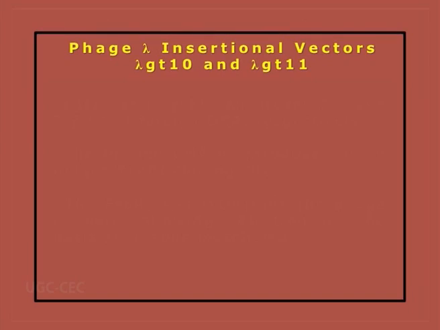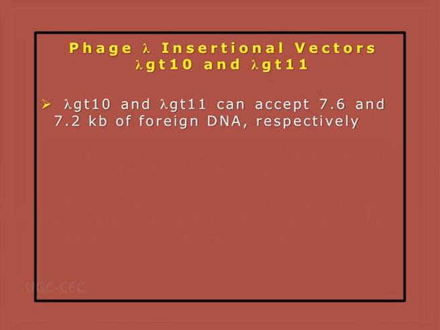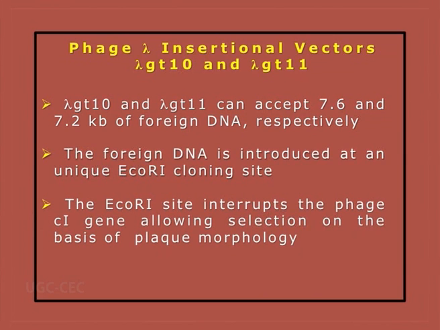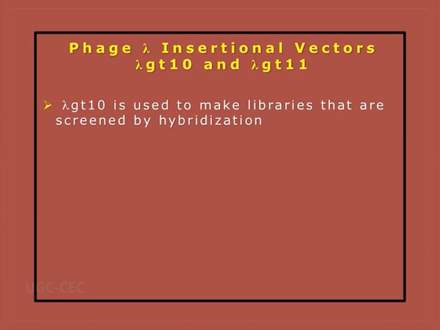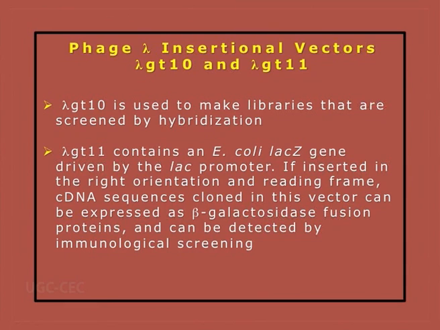Next, the most important lambda insertion vectors that are used are lambda gt10 and lambda gt11. The good part is that in lambda gt10 we can package 7.6 kb of DNA. Then in lambda gt11 we can package about 7.2 kb of foreign DNA. The foreign DNA is introduced at a unique EcoRI cloning site, and lambda gt10 is used to make libraries that are screened by hybridization. The interesting part about lambda gt11 is that it contains a lacZ gene driven by a lac promoter. If inserted in the right orientation and right reading frame, the cDNA sequences cloned inside lambda gt11 can be expressed as beta-galactosidase fusion proteins and can be easily detected by immunological screening.